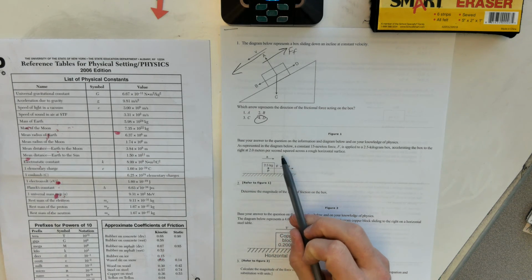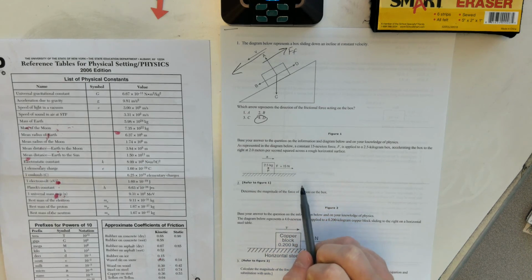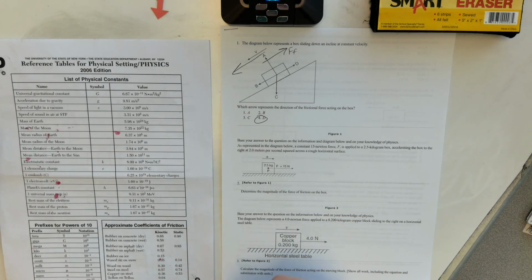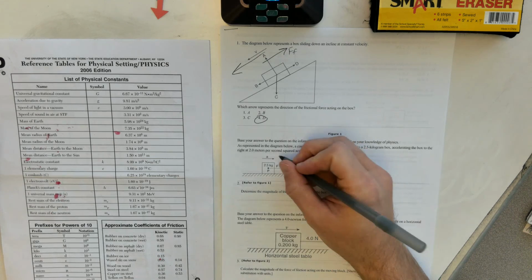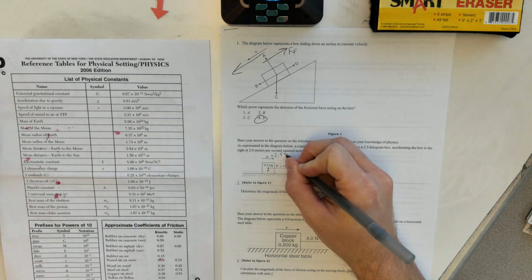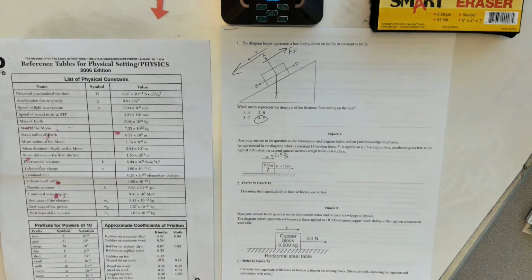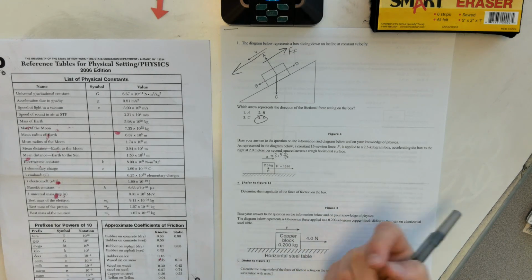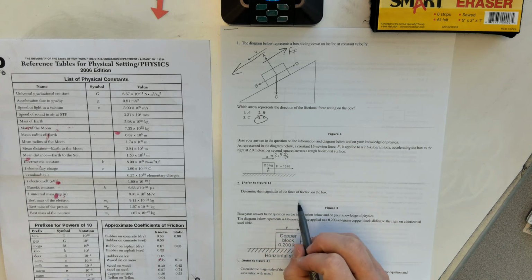As represented in the diagram below, a constant 15 Newton force, F, is applied to a 2.5 kilogram box, accelerating the box at 2 meters per second squared. Alright, what's the question? Determine the magnitude of the friction force on the box. They don't tell us what the surface is.